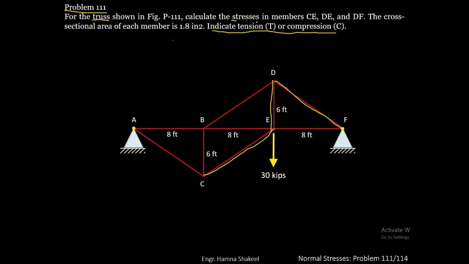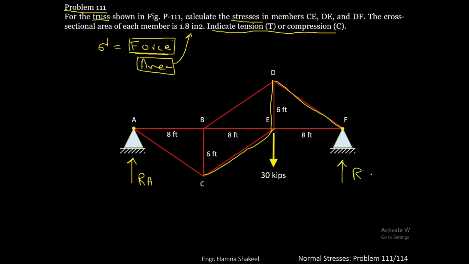To find the stress in each member, you first need to find the force in each member divided by area. So area is 1.8 inch square and you have to find the force that is developed in each of these members. The first step is to first find the global reactions on this truss. So you'll have a reaction Ra on A and a reaction Rf on the support F.